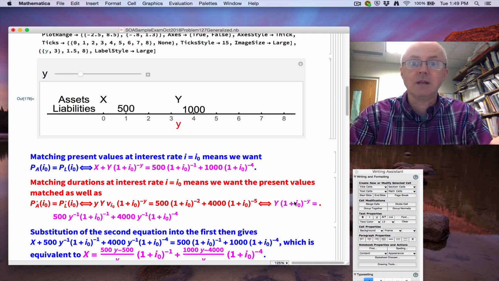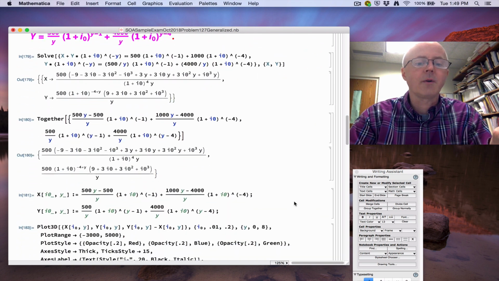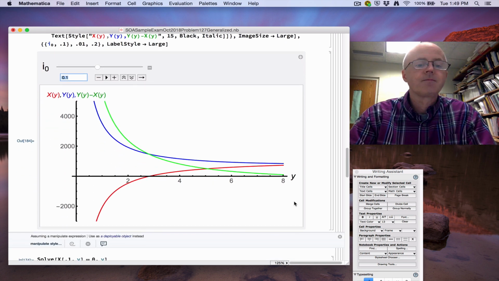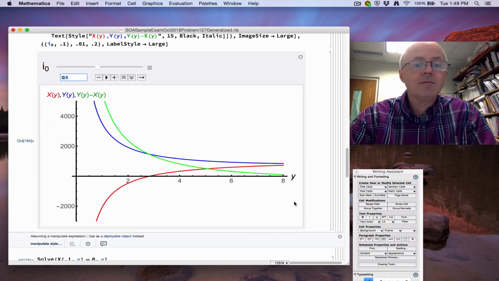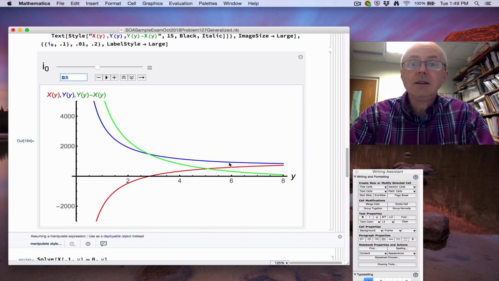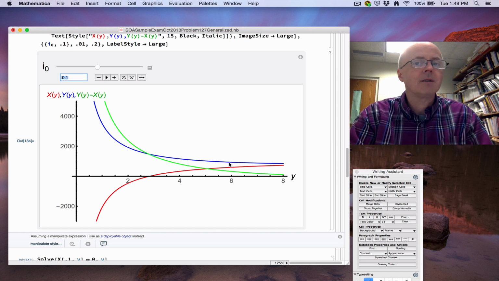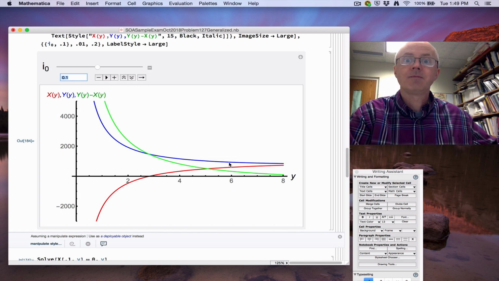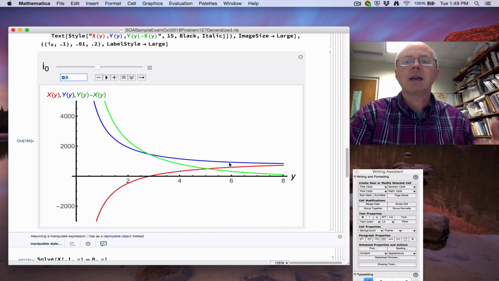Pause the video and draw it if you need to, okay? Because it's going to be important here as you continue to think about what the real life situation is here. What is this showing us? This is showing us a number of things. For one thing, it's showing us that the value of capital X increases as little y increases. The payment amount at time 0 has to be higher if the other payment amount at time little y is further in the future to match present values and durations.